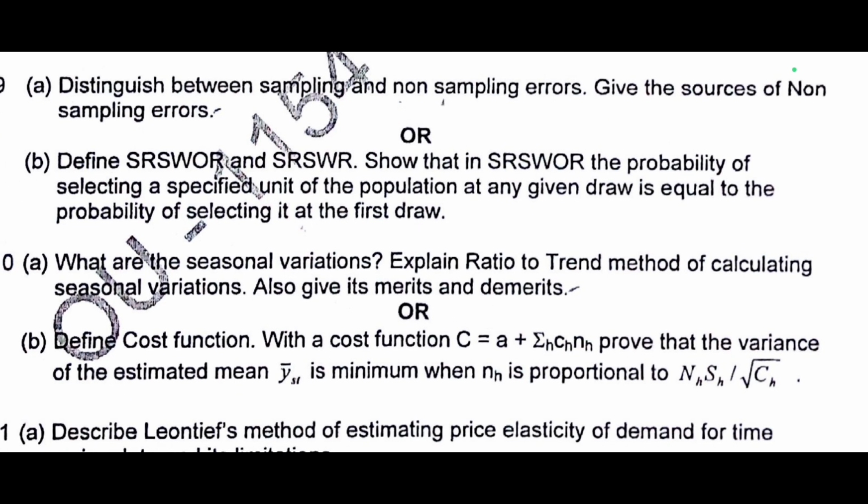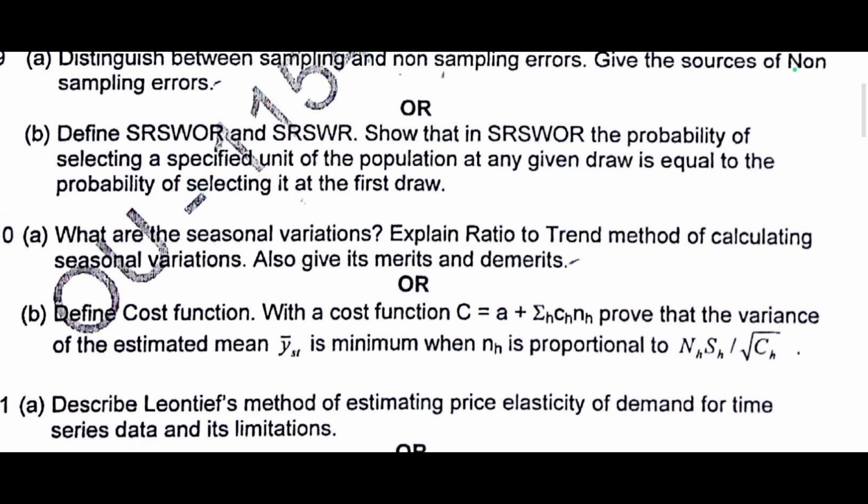Next, coming to time series, what are the seasonal variations? Explain ratio to trend method of calculating seasonal variations. Also give its merits and demerits. Define cost function. With a cost function, this C is equal to A plus summation.